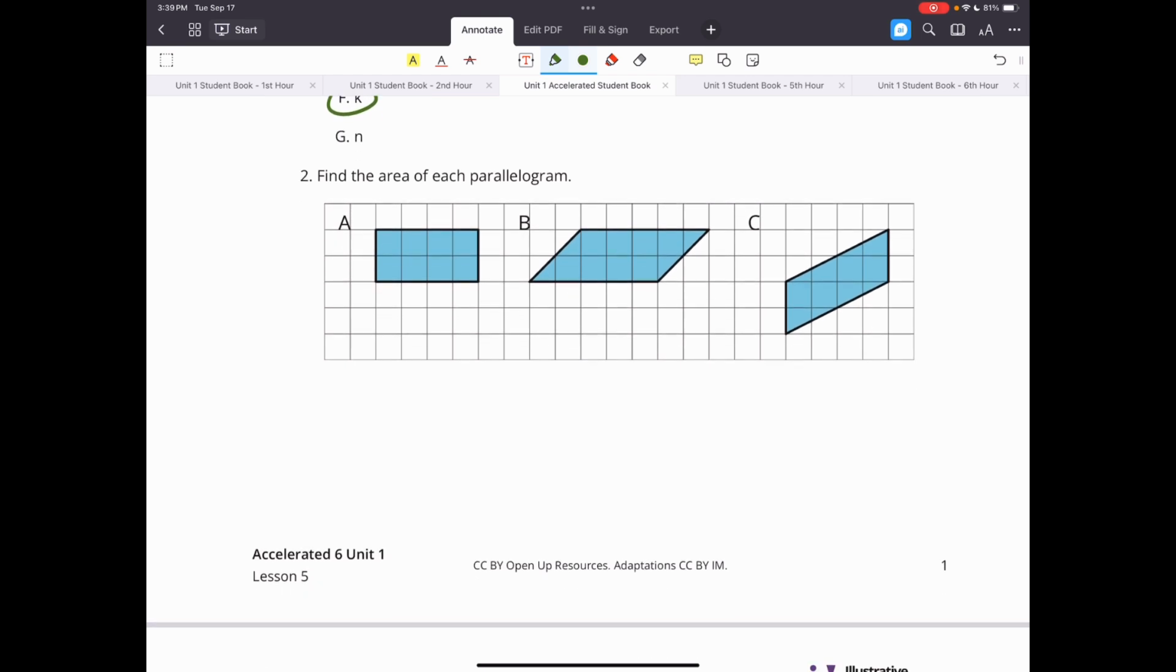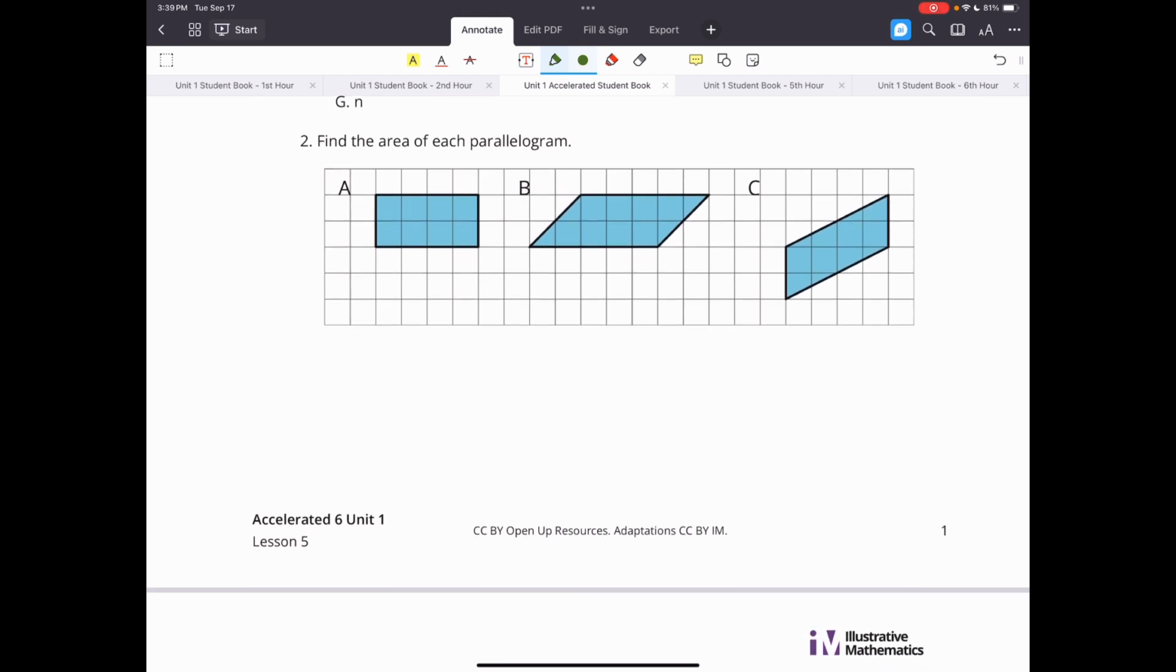Okay, now it's going to pause. You're going to find the area of each parallelogram, so A, B, C, and then I'm going to go over it. So checkpoint. Okay, let's go over it. For this one, I can just count 8 units squared. I don't even have to. For me, I'm just glancing at it.